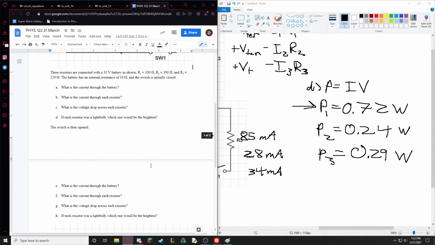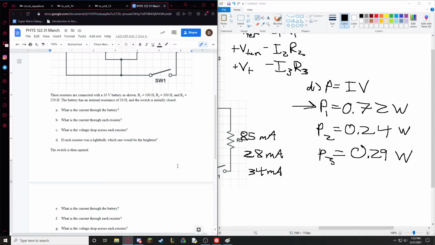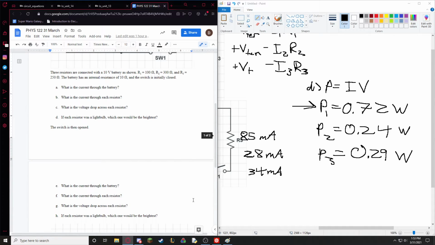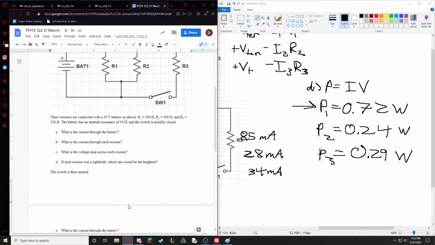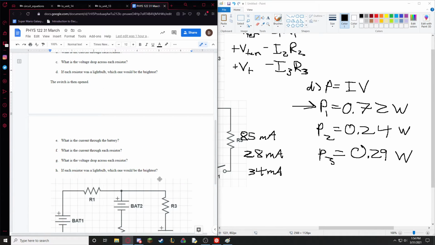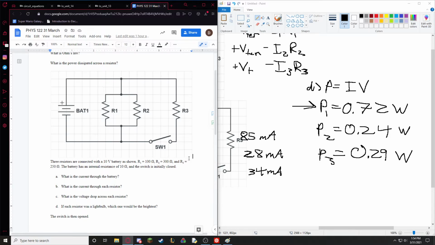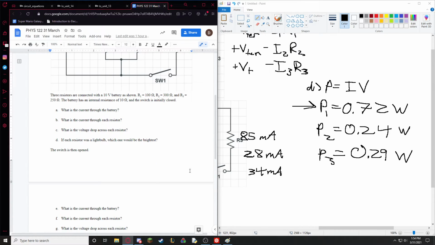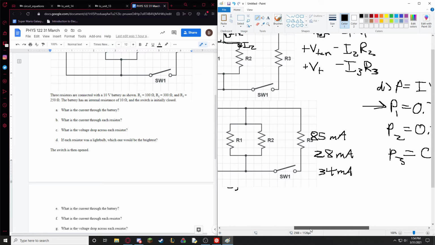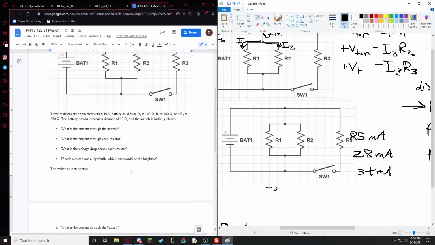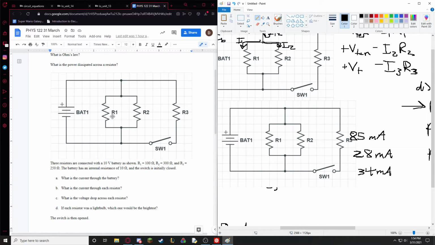So, let's go ahead and open the switch. We're going to disconnect R3 from the circuit. Do we really feel like going through and calculating the current through the battery, the current through each resistor, and the voltage drop again? It's pretty much the same thing, but we just ignore R3. So let's just talk about what would happen. If we disconnect R3, is the current through the battery going to increase or decrease?